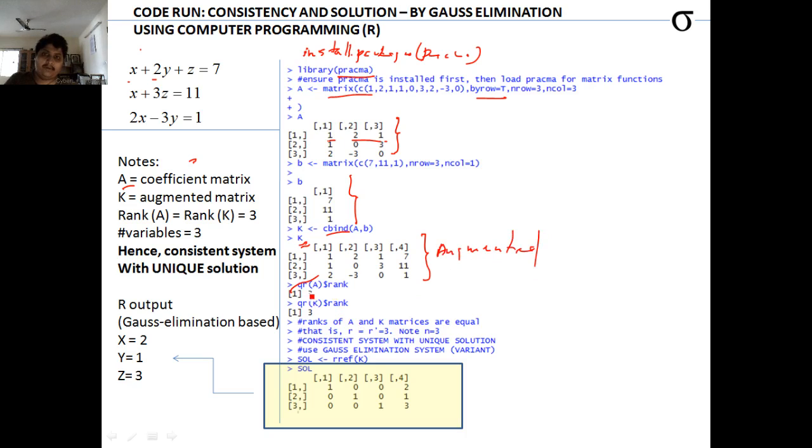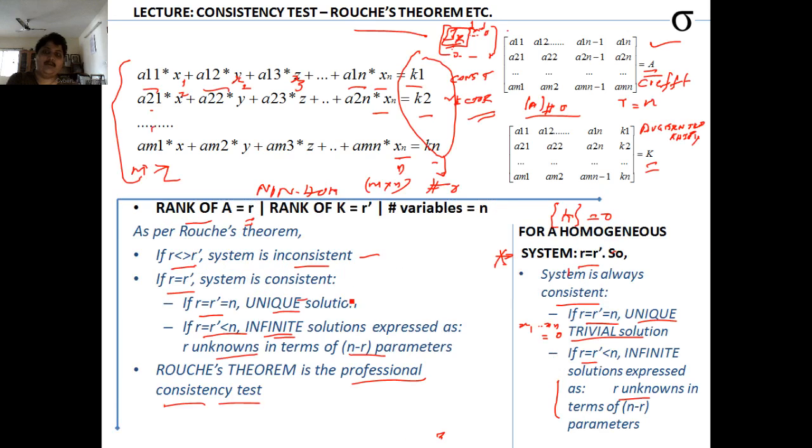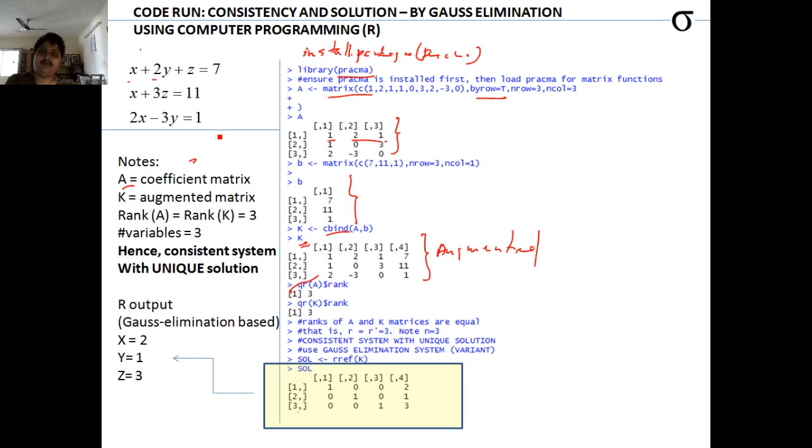Now, the next thing we do is, the Rouche theorem says that you have to test for the ranks. You have to see whether the ranks are the same and equal to the number of variables. In this case, the number of variables n is equal to 3. You have x, y, z, and you find out the rank of this matrix using the QR function. These are all there in the Pragma library once you have invoked it.